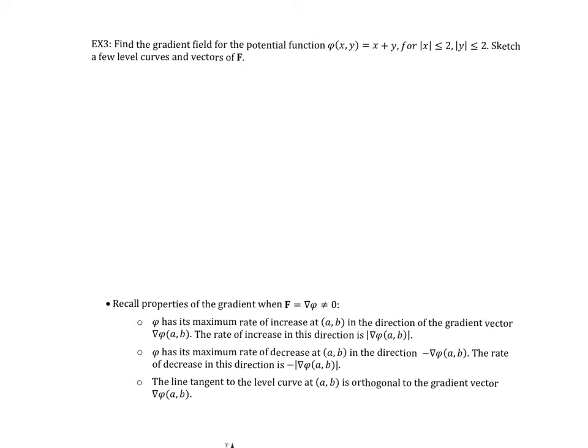So the first thing I'm going to do is go ahead and go 1, 2. Just because I don't want to go beyond this, I was given the criteria, right? The x and y are just between negative and positive 2. I'm going to draw a few level curves.